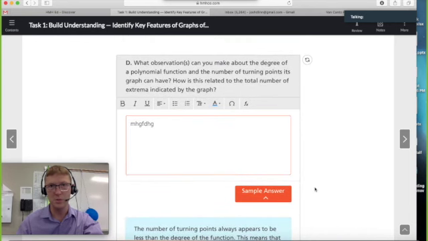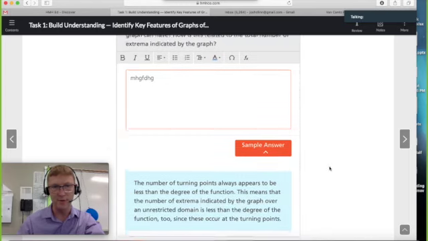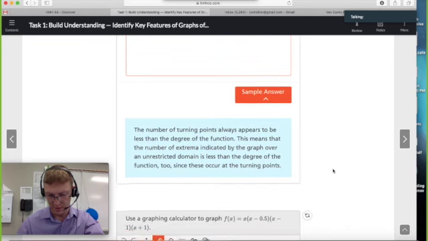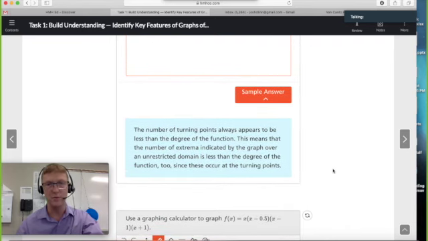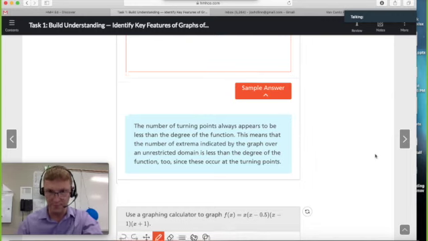So what observations can be made about the degree of a polynomial function? How is this related to total extrema indicated in the graph? You can use the degree of the function to help you determine how many extrema. That's either a local maximum or a local minimum, and it depends on how many turning points you have.